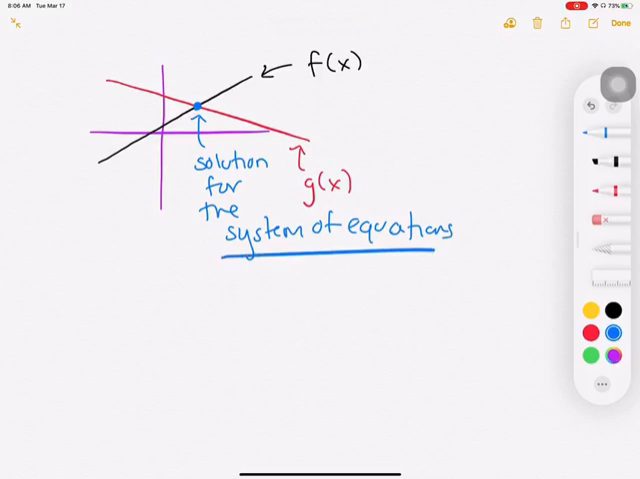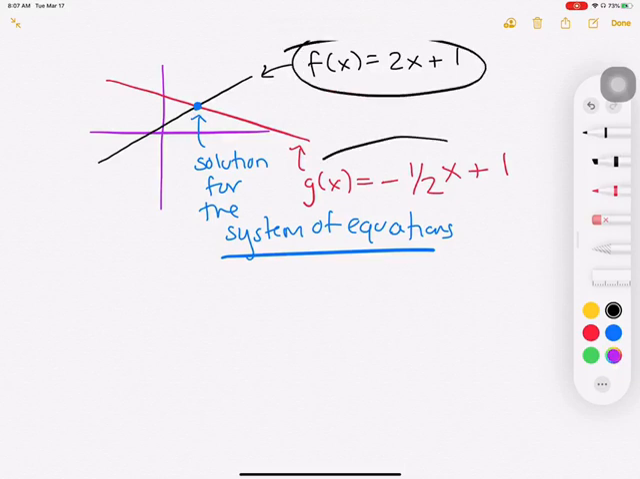Of course, these functions don't just come with a name, you have to give them some equations. This is just a sketch, right? Those are not exact graphs. But I'm just going to say that this is 2x plus 1, and this other function is negative 1/2 x plus 1, or whatever the numbers are. So we're going to talk about another method where I can take these two equations over here and try to find the solution without relying on graphing.